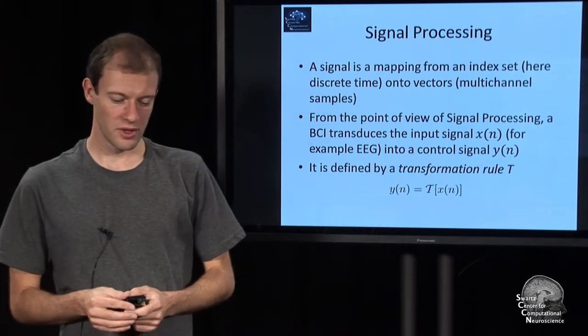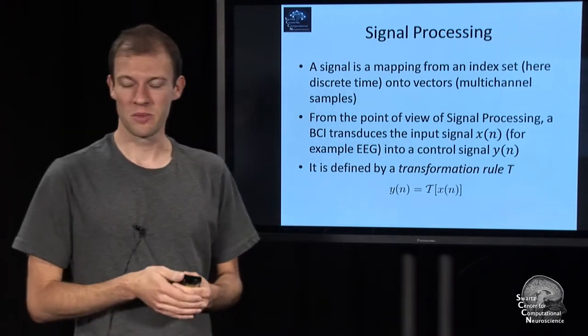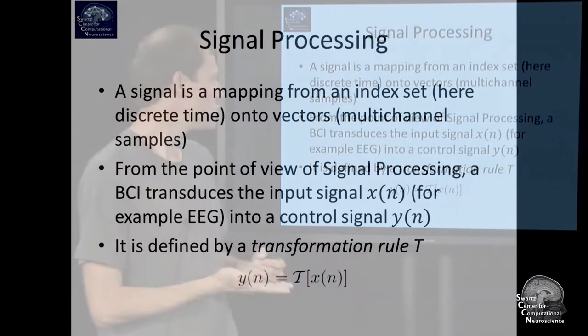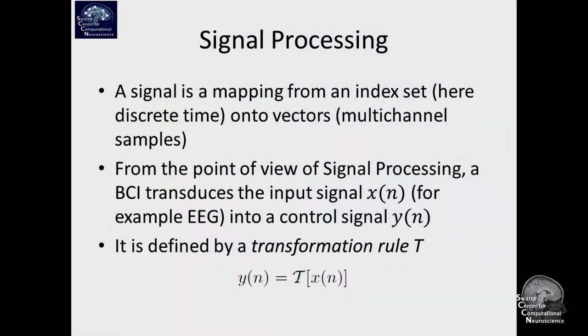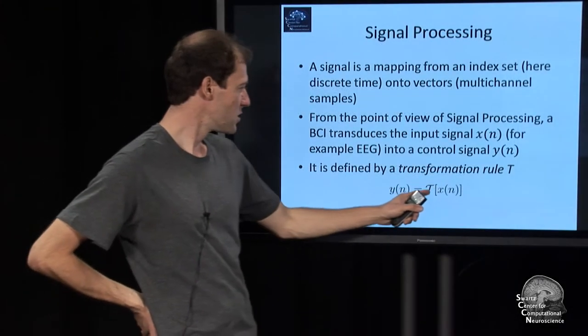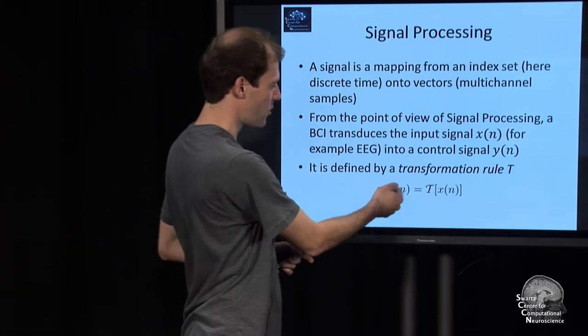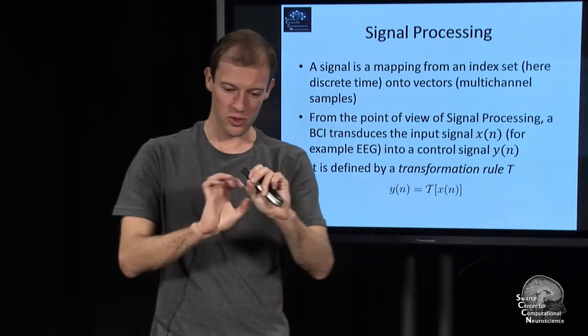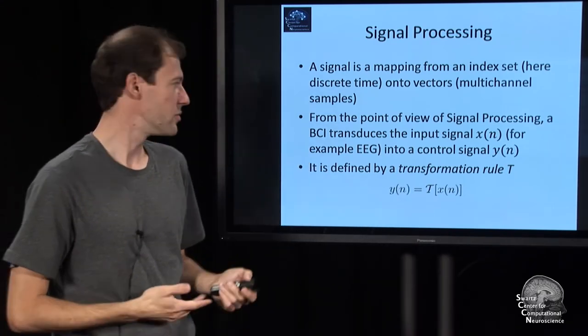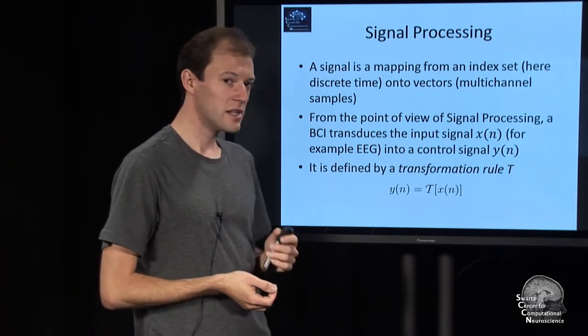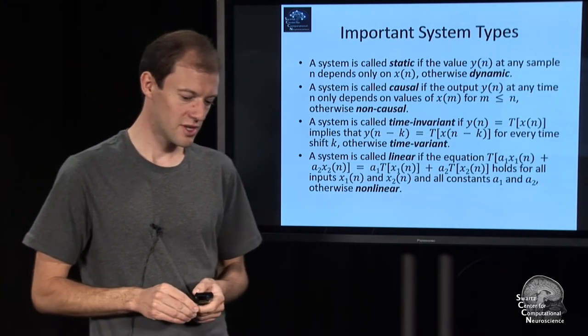From the point of view of signal processing, a BCI is a system, and it transduces the input signal, let's call it x of n, which could be EEG, into a control signal. That would be the output that goes to the thing that you want to control, for example. Any such system can be defined by a transformation rule. You have this input form, x of n, and you have a rule that turns it into a new form, y of n, and the rule can have some mathematical form, basically, to be able to formalize that. So I'll give you a few examples of that and a few definitions.